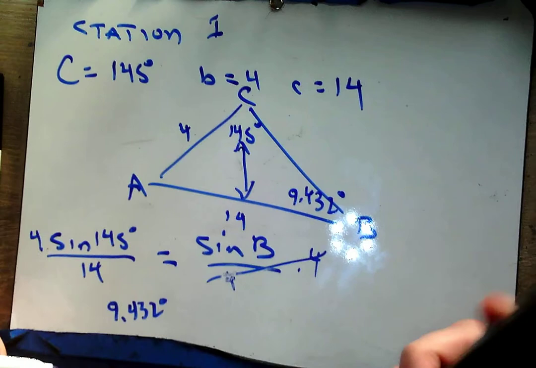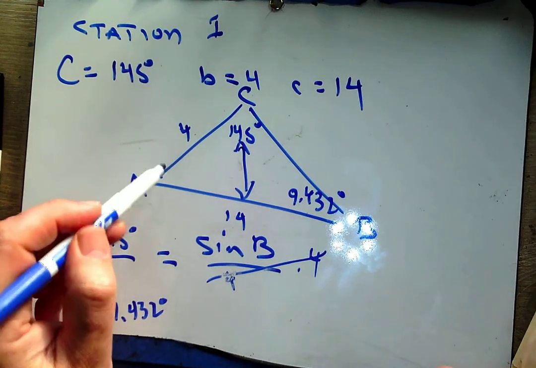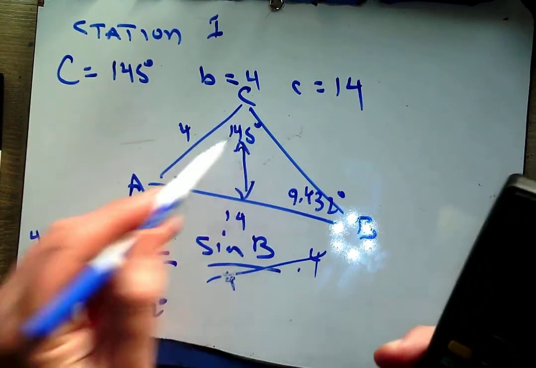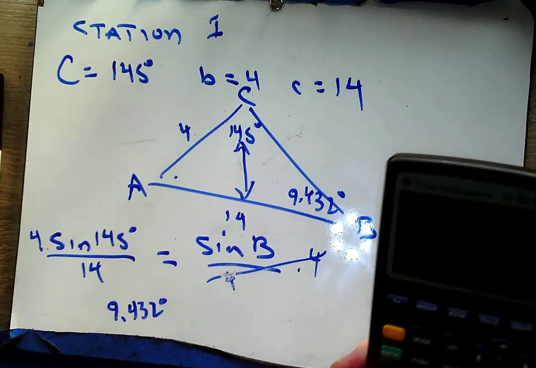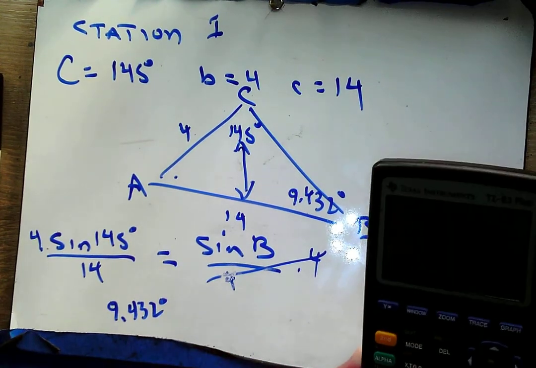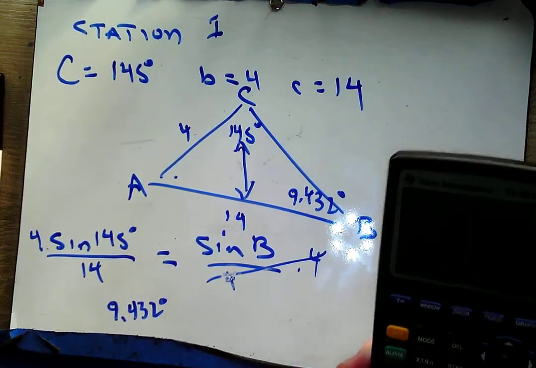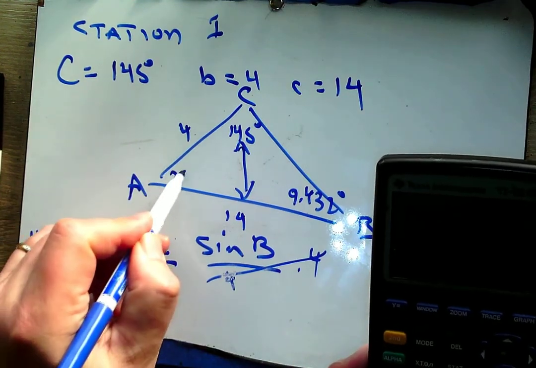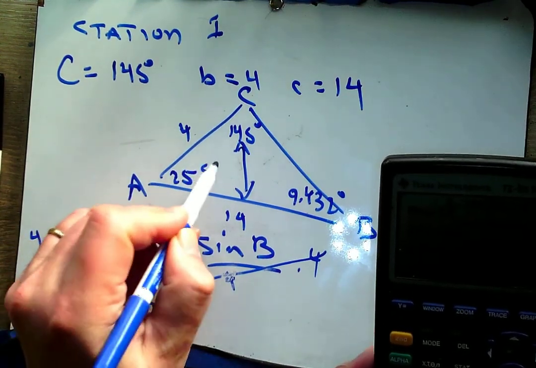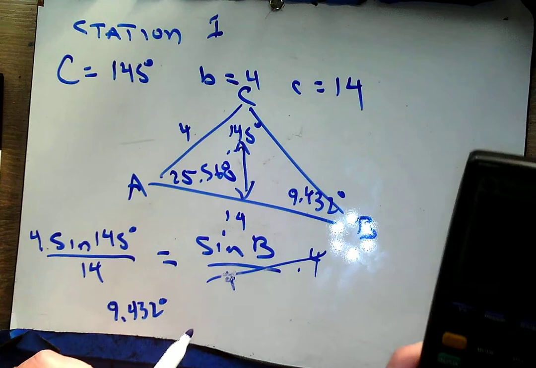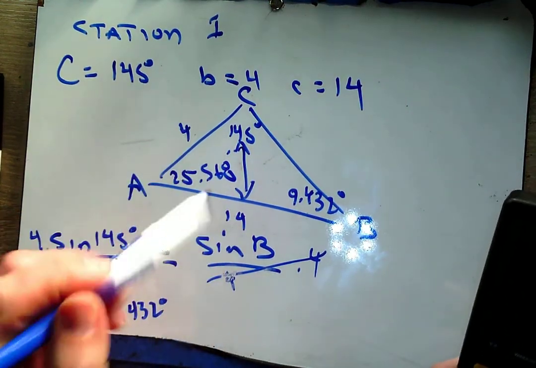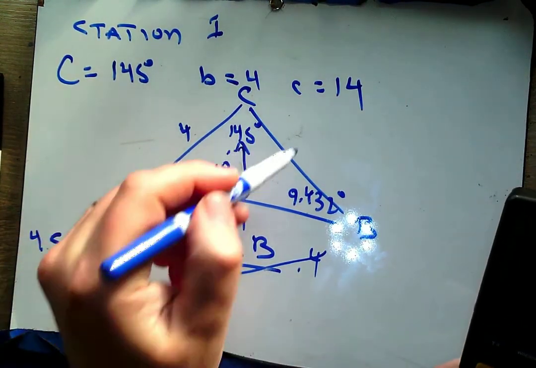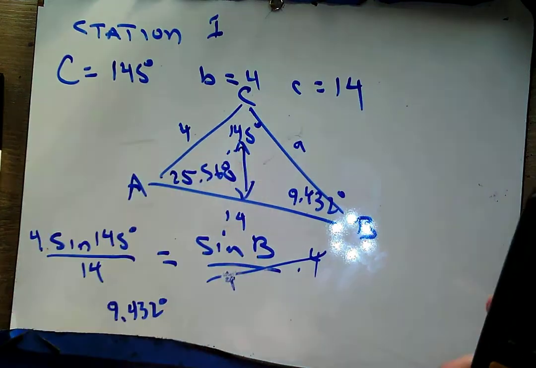9.432 degrees, that's fabulous. To find this angle, I'm just going to subtract these from 180. 180 minus that last one, minus 145. And this ends up being 25.568 degrees. And finally, I'm going to use law of sines a second time to find little a.